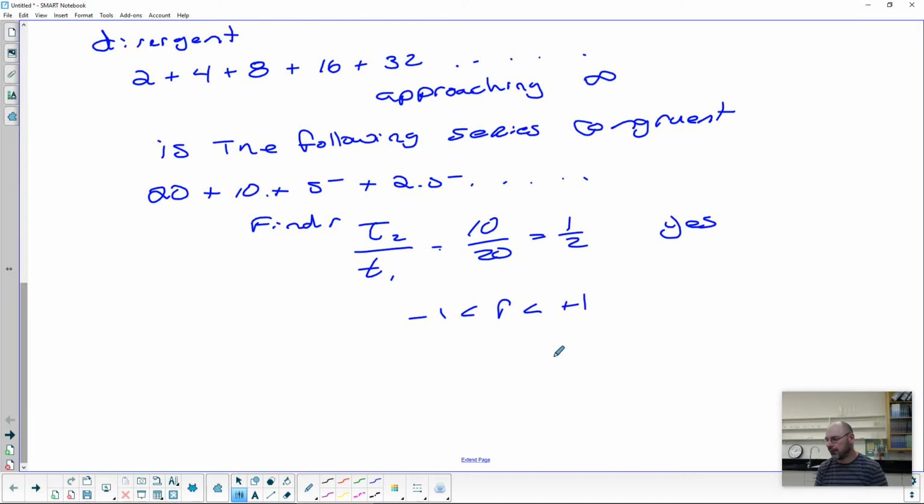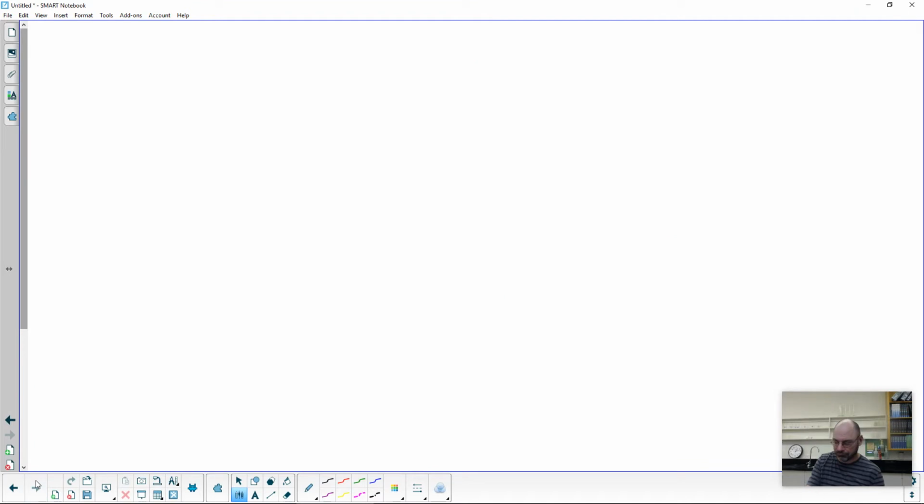Okay, so let's define the formula that we're going to use, and we'll do a few examples using that formula, and then we're going to use the infinite geometric series to turn repeating decimals into fractions. That will be our last example, I think. Okay, so let's take a look at the formula.